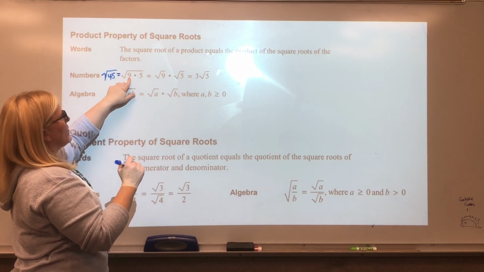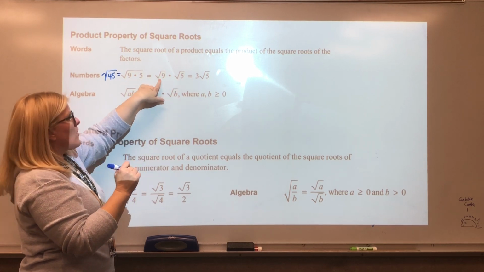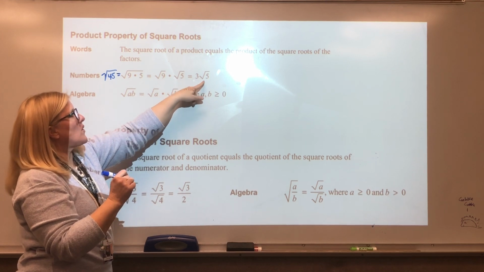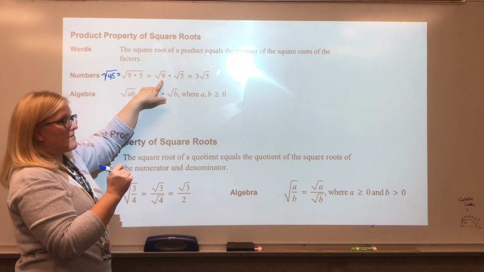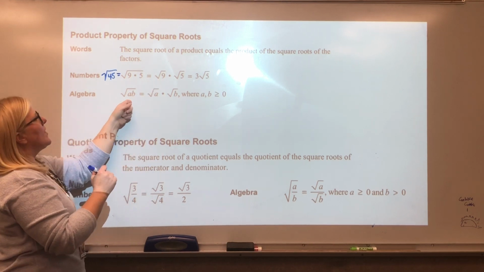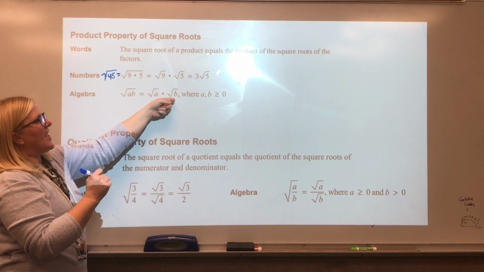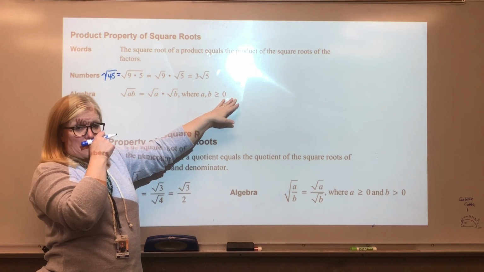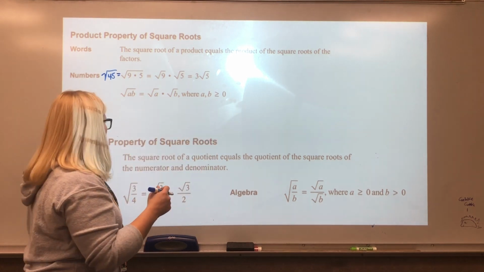It equals the square root of 9 times 5, and then they can be chopped up. Square root of 9 times the square root of 5, which gives me 3 times the square root of 5, because the square root of 9 is 3. So you can take whatever factors you have and divvy them out like this, where of course these are larger than 0, well, equal to or larger than 0.